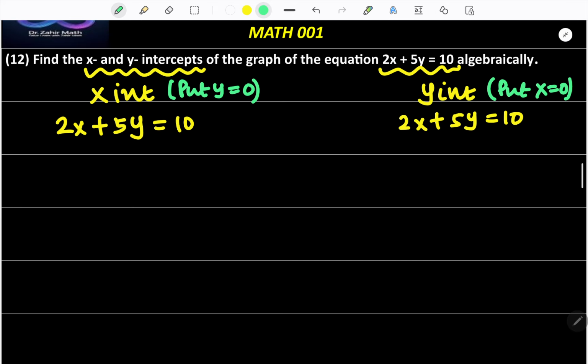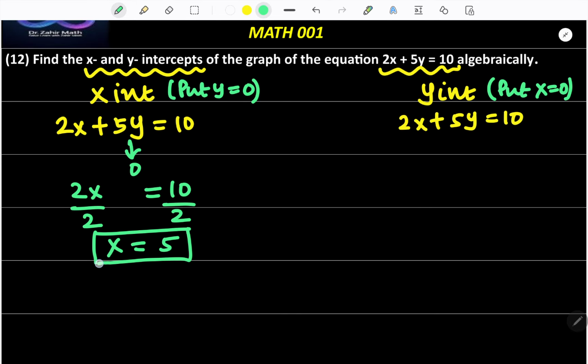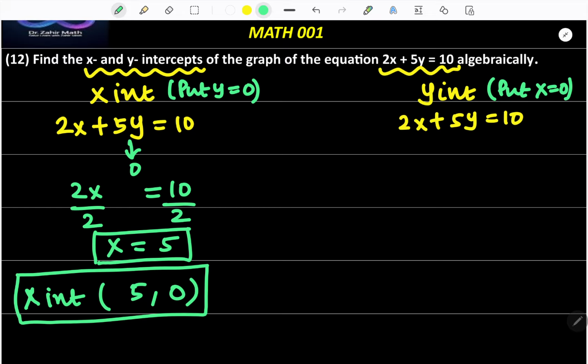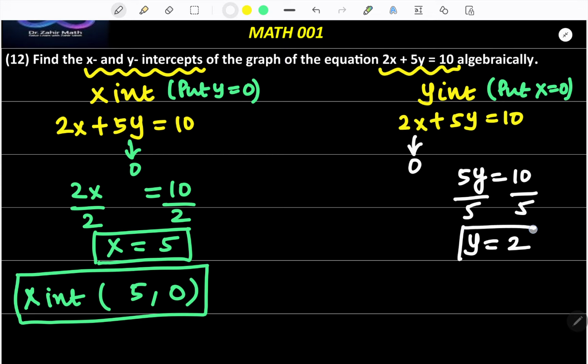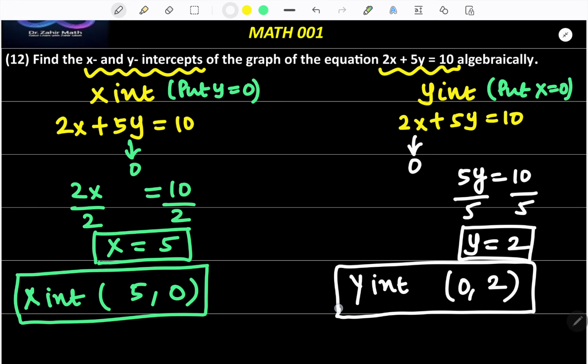Right. When I put y equal to 0, I will get 2x is equal to 10. So divide by 2, divide by 2. X is equal to 5. Clear? So what is your x-intercept? Your x-intercept is x is equal to 5 and y is equal to 0. You must write this step, don't forget. Now for the y-intercept, put x is equal to 0. So 5y is equal to 10. Divide by 5, divide by 5. So y is equal to 2, right? So what is the answer? X is equal to 0 and y is equal to 2 is your y-intercept. Clear all of you? Right.